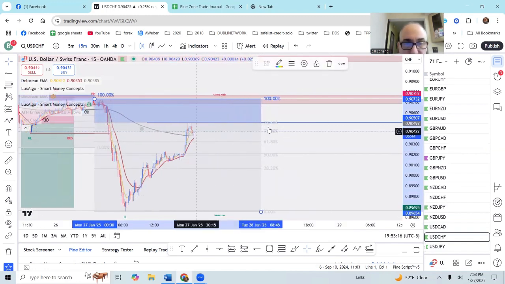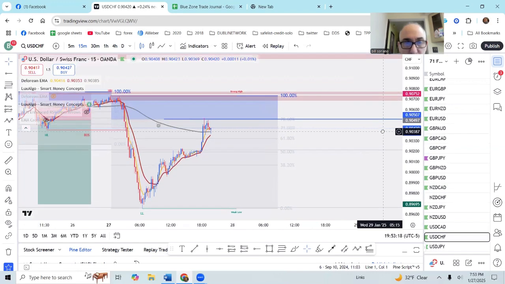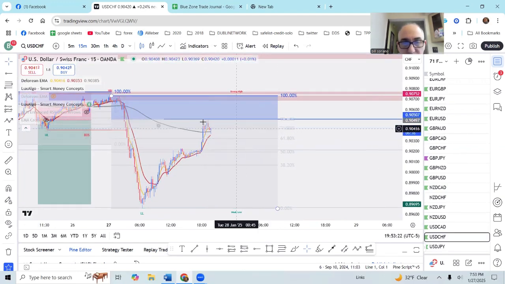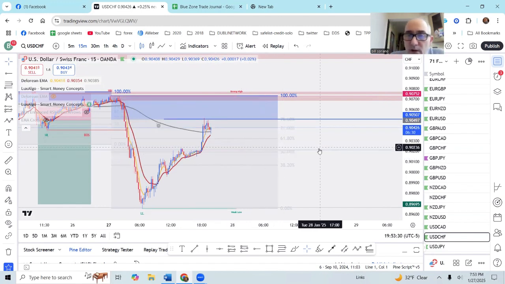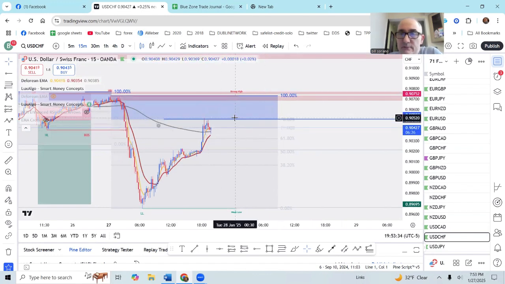And so we can actually look for a potential opportunity here, right? We're in the premium area for a sell, which is good. That's the top half of the fib, and the discount area is the bottom half of the fib.